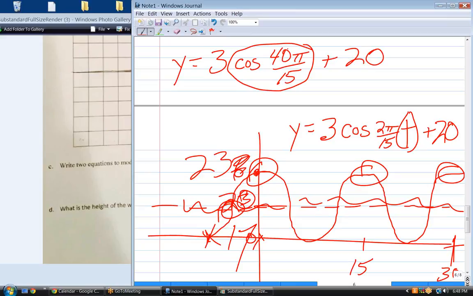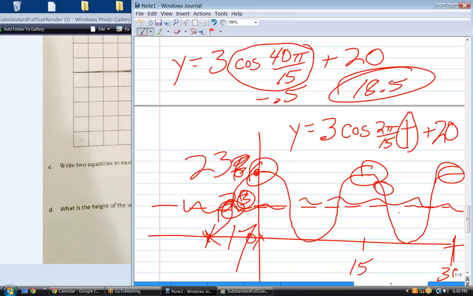I keep typing in the wrong thing, sorry. Cosine of 40 pi over 15 is the same as cosine of 10 pi over 15. In other words, I can take out a 2 pi away from this thing to get it into the unit circle. I got negative 0.5. So 3 times negative 0.5 is negative 1.5. Add 20, you get 18.5 feet is the height of the wave after 20 seconds. Someplace right about there on my curve. See where I circled?